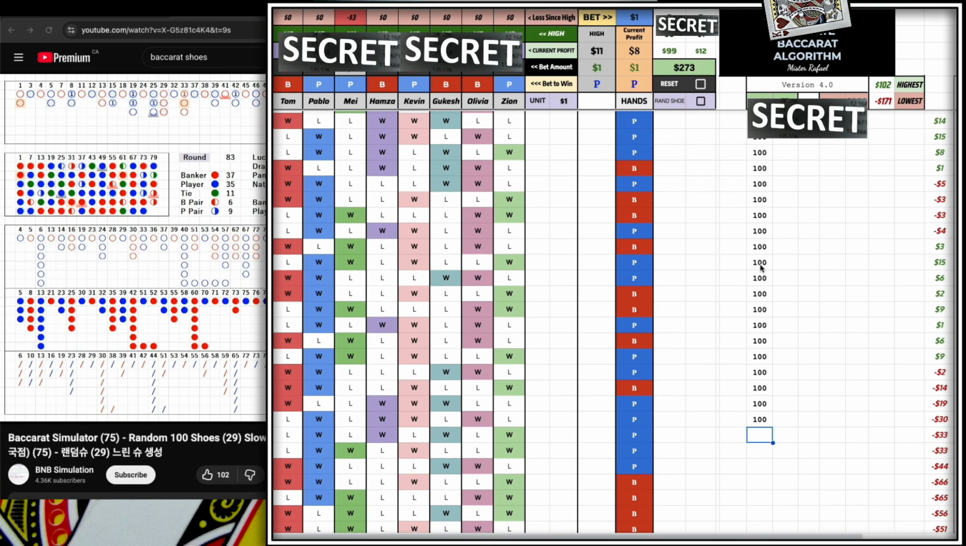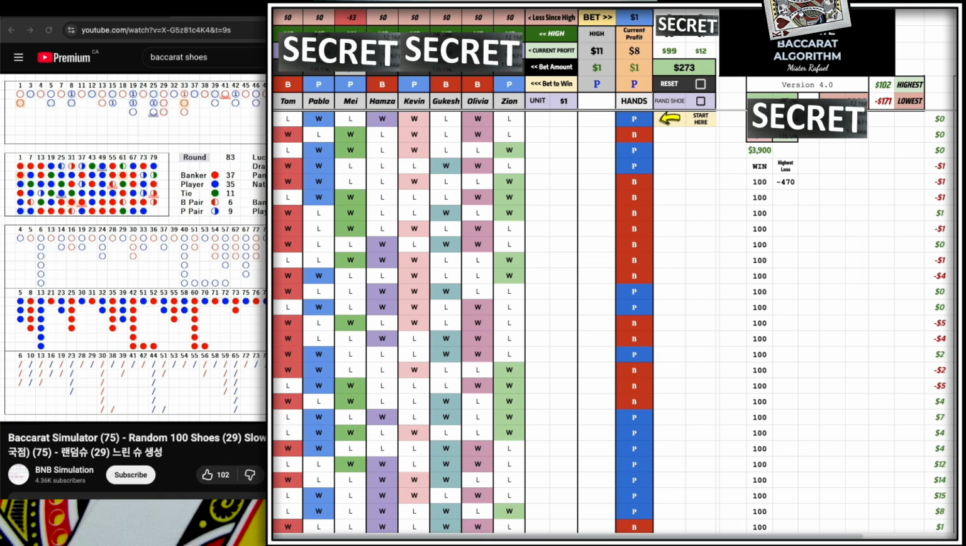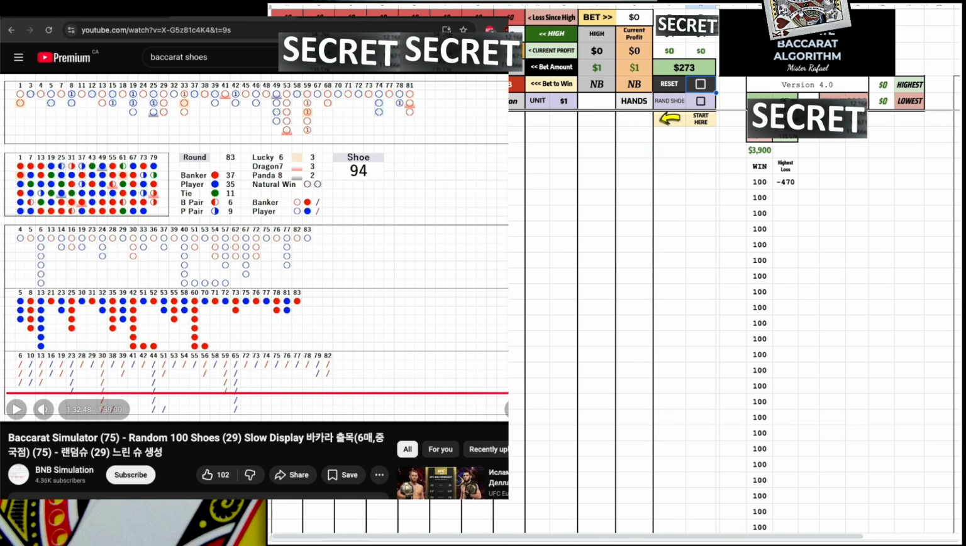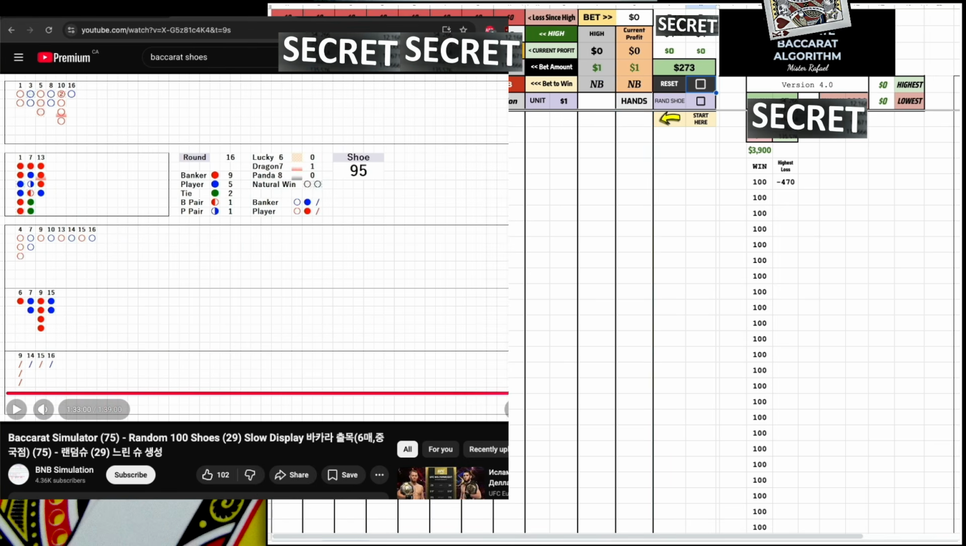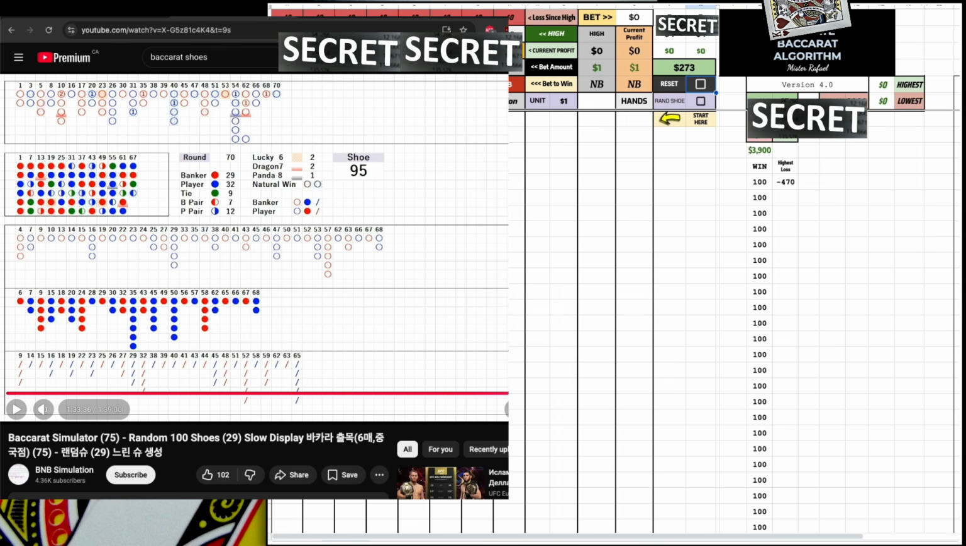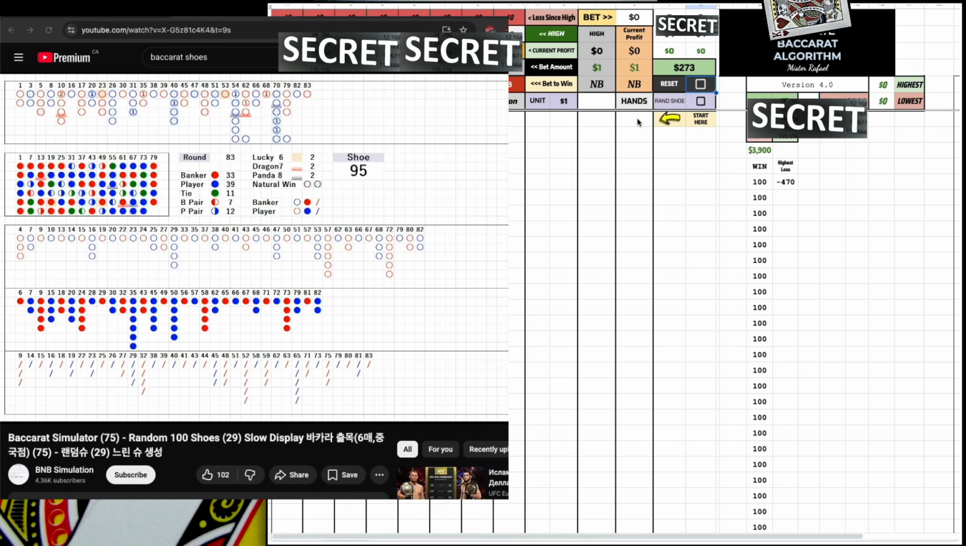This is insane. I'm super confident now because even if we were to hit a minus $500 stop loss, we'd still be up because we are up $3,900. Wow. All right. Let's go, guys. Let's go. Almost done. Shoe 95 is next. And here we go with shoe 95.